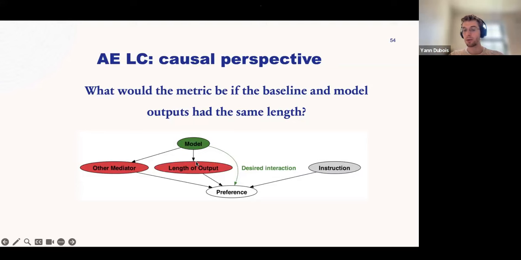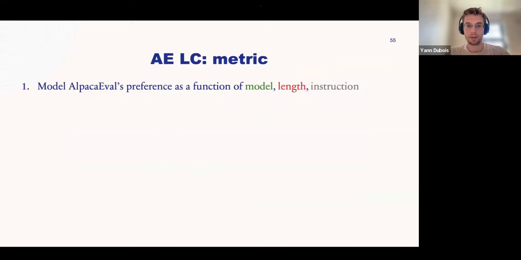So basically, what we said is that instead of looking at the causal path through all these nodes, the only thing we care about is this direct path between model and preference. We don't want to take into account the causal path between length of output and preference. The way we did that is just to use a regression analysis, which is a very standard technique in statistics to deal with these types of problems.